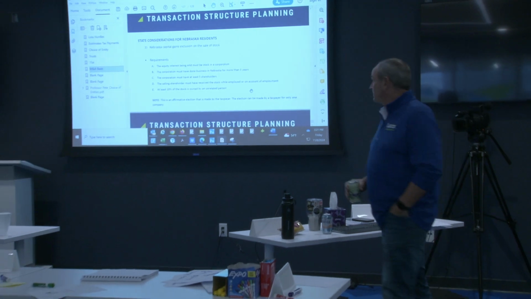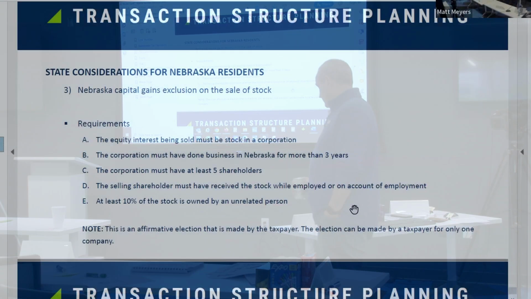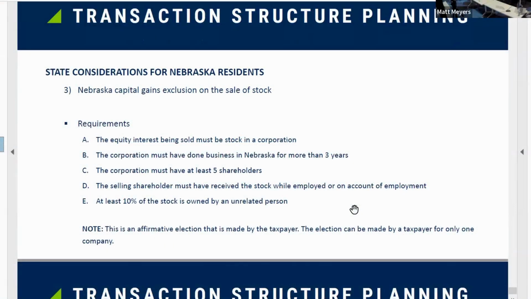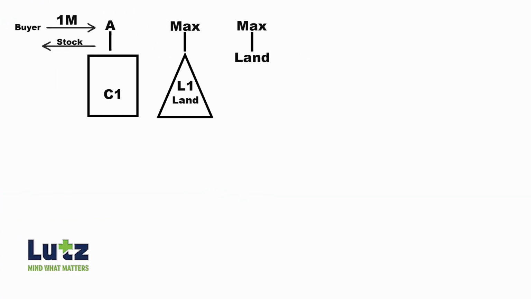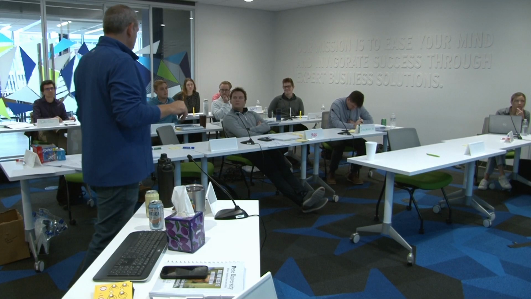State considerations, or this is back to state considerations. I'm going to go back over here and say A is selling their shares for $1 million to buyer. Okay? A is selling their shares. Can A exclude the gain generated from Nebraska capital gains?